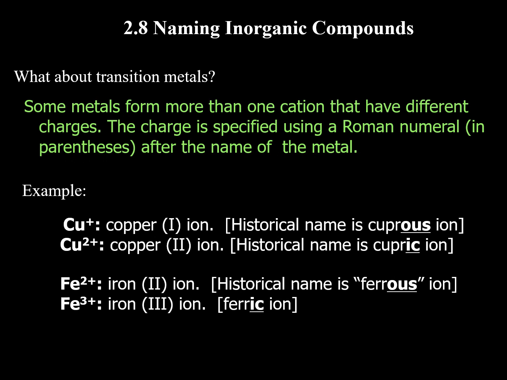I spoke a little bit about transition metals, but they have a special case in that a lot of them have 2 possible charges. So for copper, you can call it copper 1, copper +1. Before, they used to use the nomenclature, which means the naming, cuprous ion. And for copper 2, Roman numeral 2, you say cupric ion. For iron, you have iron 2, iron 3.